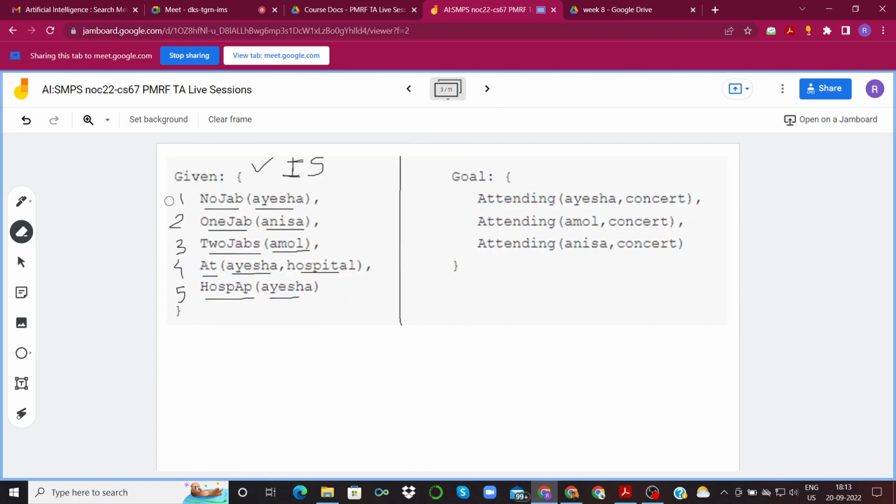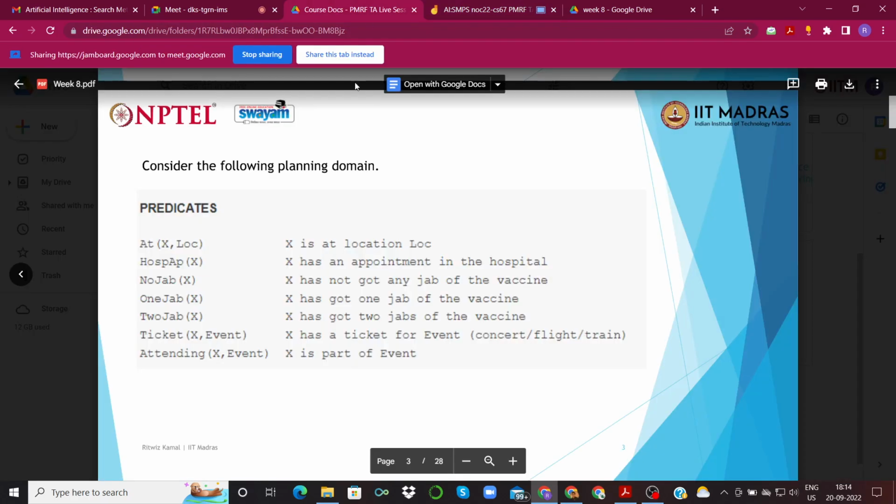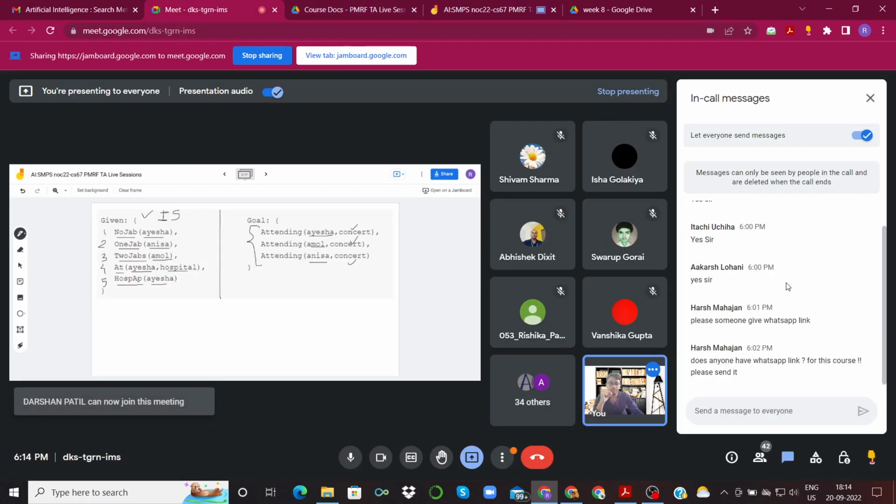So this was our initial state, and our goal state is to reach a scenario where all three of these persons, Aisha, Amol, and Anisa, are attending an event, which is a concert basically. So is the problem setting clear to everyone? Yes, sir. Okay, great.